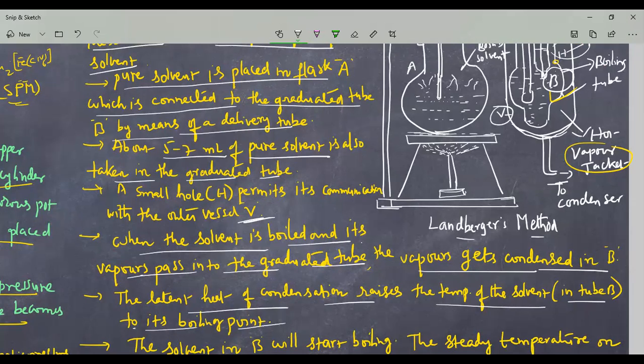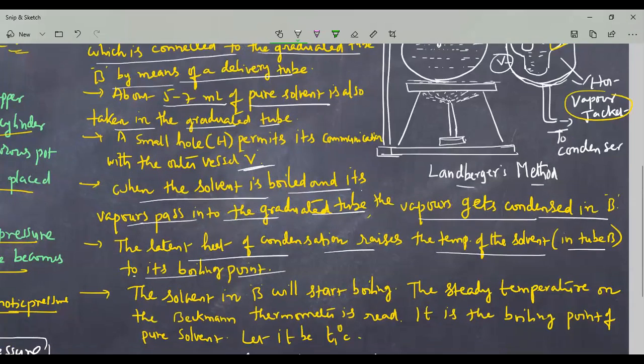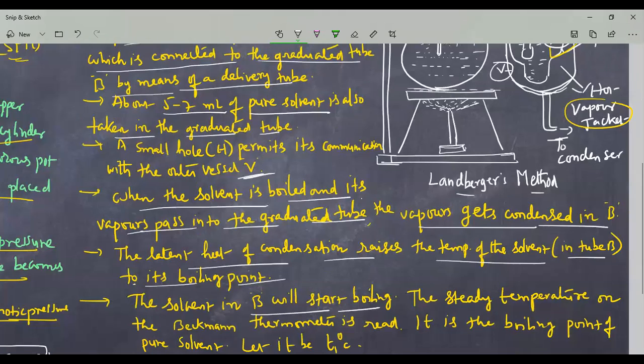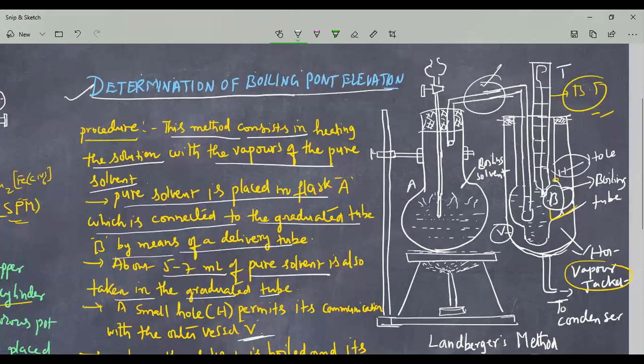So the boiling point will be noticed accordingly. The solvent in B will start boiling, when the latent heat of condensation raises the temperature of the solvent in tube B to its boiling point. Okay. Then the steady temperature in the Beckman thermometer that we notice is called the boiling point of the pure solvent. The Beckman thermometer is actually very sensitive; a 1/100 part of a degree of temperature can also be noticed using this Beckman thermometer.